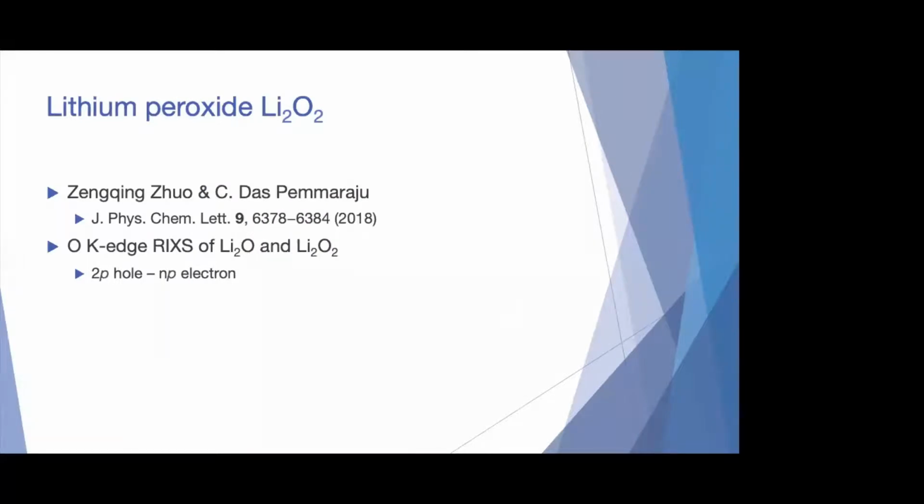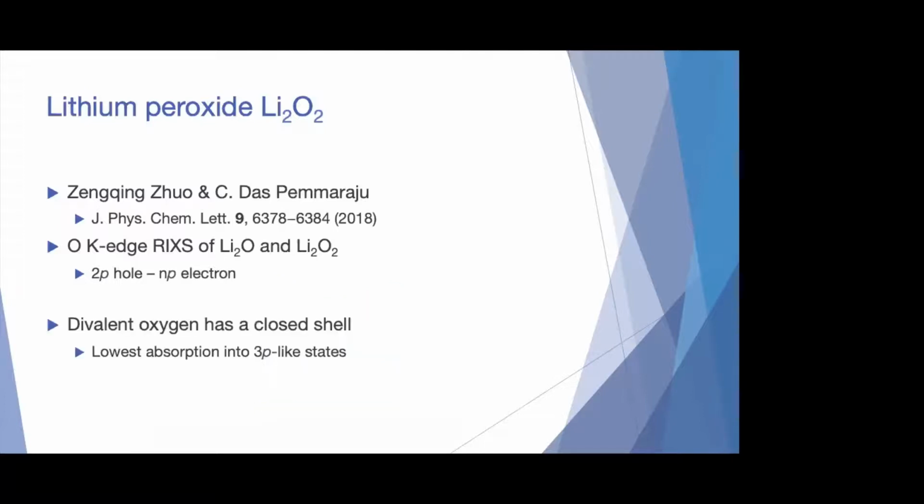And so we're looking at lithium peroxides, and specifically then we're looking at the oxygen K-edge of lithium oxide and lithium peroxide. And so from the dipole selection rules, we know that the final state hole has to be a 2p hole in the valence, and the final state electron also needs to be p-like, because we're talking about transitions in and out of the 1s orbital on the oxygen.